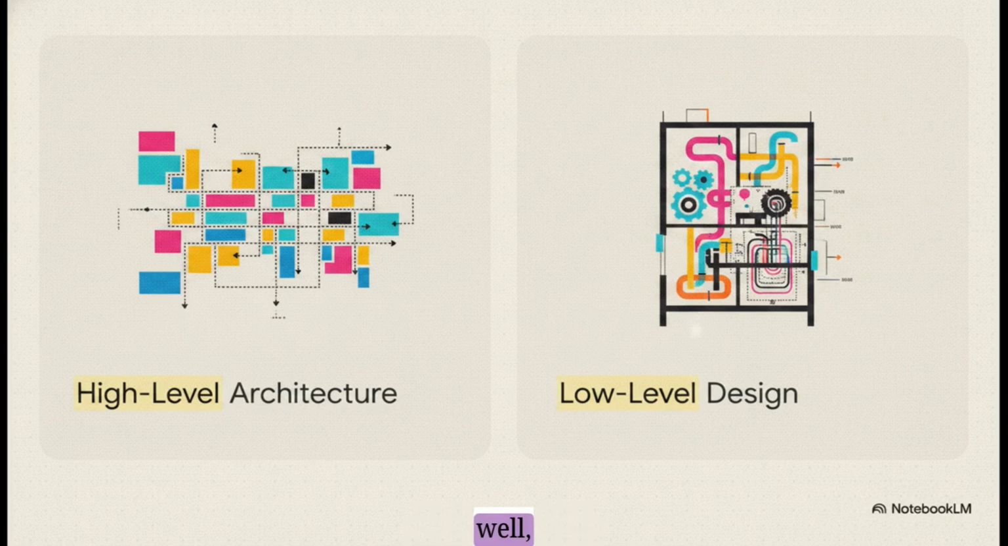Think of HLD as mapping out the city grid and the zoning laws, while LLD is the actual engineering blueprint for the plumbing and wiring of a very specific building. They are fundamentally different realms that require a completely different scope of thinking.